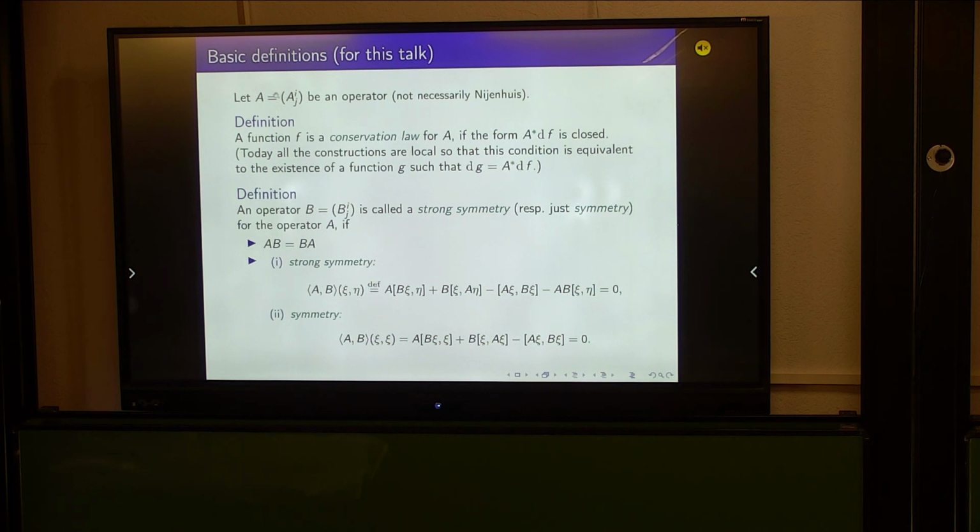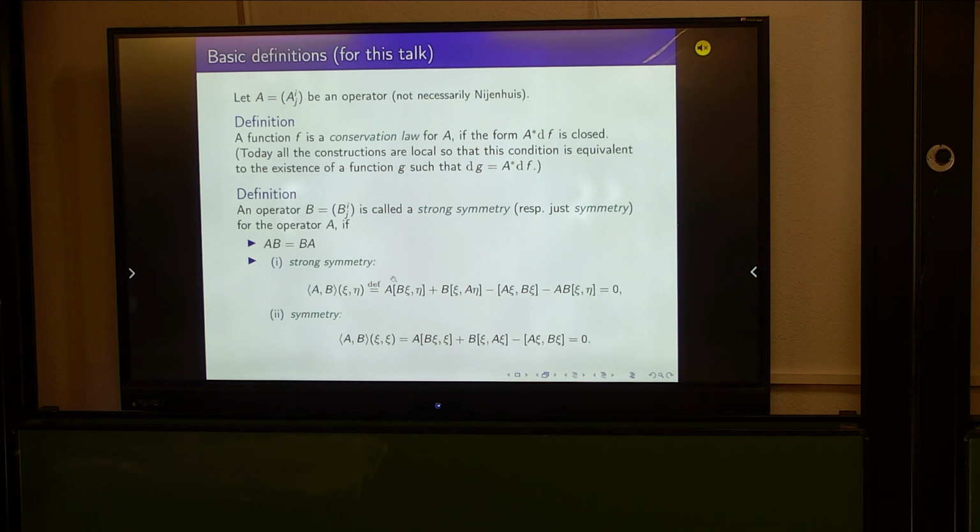It is an operator field. So take another operator field B. We will say that B is either strong symmetry or just symmetry if the following condition holds. So B algebraically must commute with A.